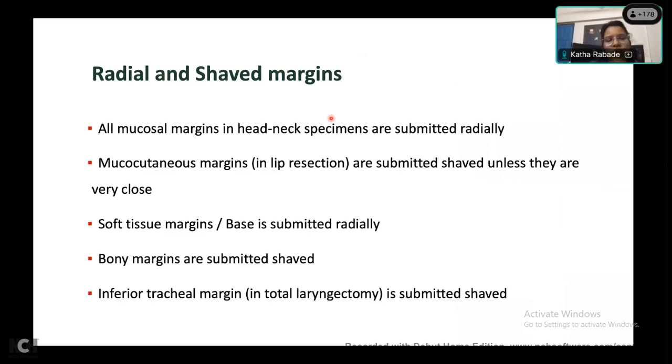All head neck mucosal margins are submitted radially. Mucocutaneous margin in resections can be submitted shaved unless they are very close. Soft tissue margins and base are also submitted radially. Bony margins are submitted shaved, and the inferior tracheal margin in total laryngectomy is submitted shaved.